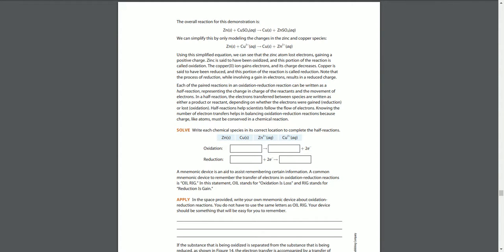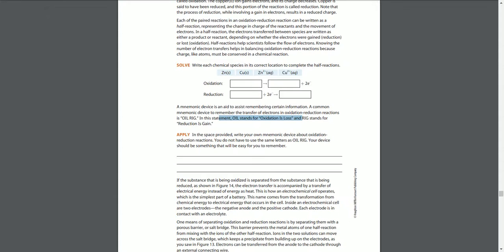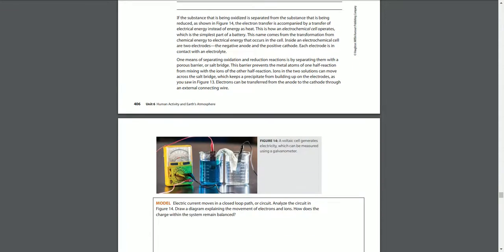So what this means is that the zinc is losing 2 electrons because it's turning into 2 plus, it's losing 2 negatives. So that would be oxidation. So the oxidation half reaction would be zinc goes to zinc 2 plus 2 electrons, whereas the reduction half reaction would be copper 2 plus the 2 electrons, it's gaining the electrons, just goes to copper. It's helpful to remember OIL RIG. OIL stands for oxidation is loss, and RIG stands for reduction is gain. So you can keep the two straight.